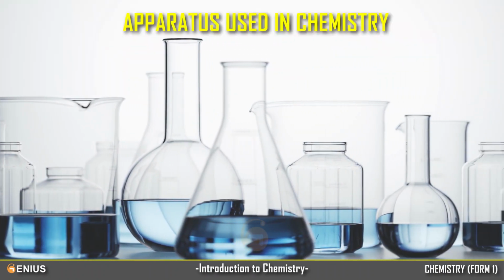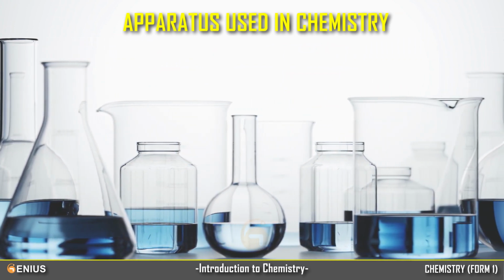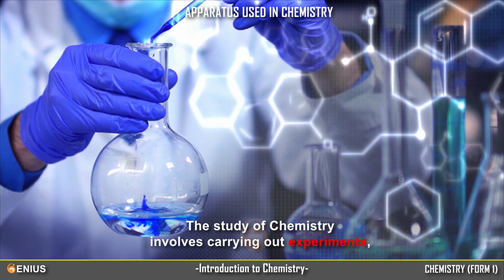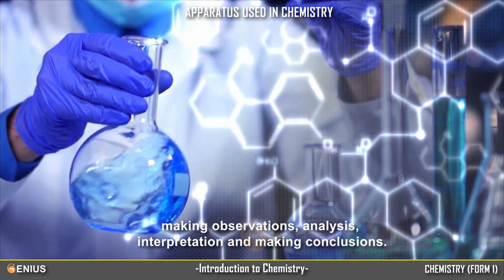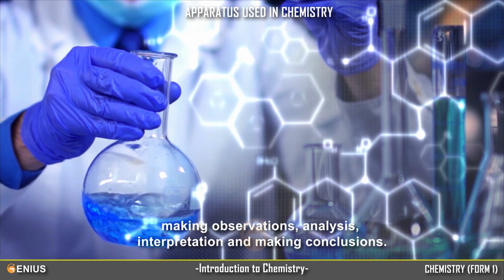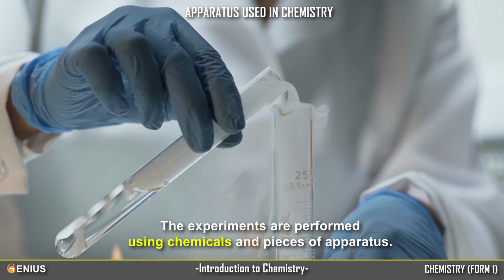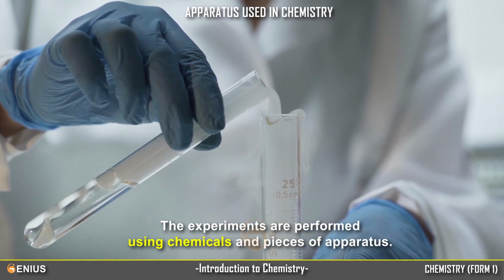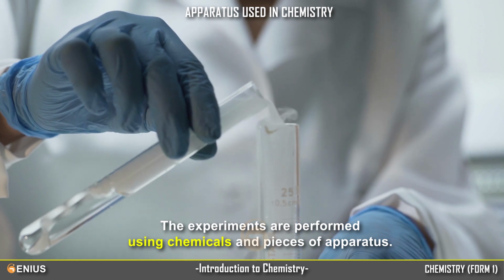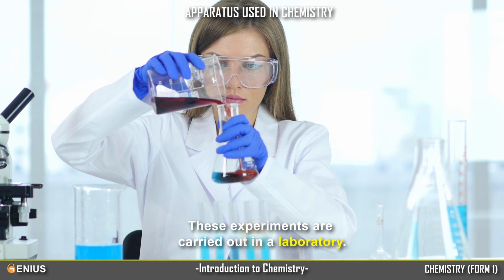Apparatus used in chemistry. The study of chemistry involves carrying out experiments, making observations, analysis, interpretation, and making conclusions. The experiments are performed using chemicals and pieces of apparatus. These experiments are carried out in a laboratory.